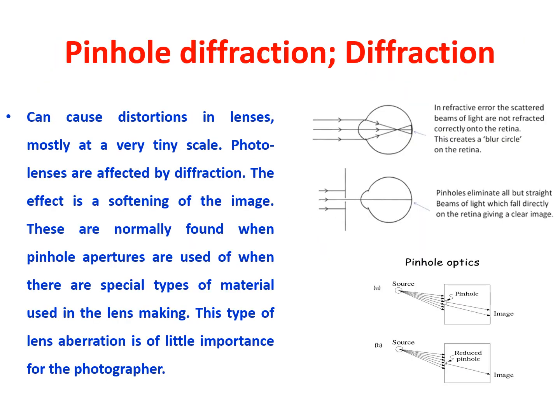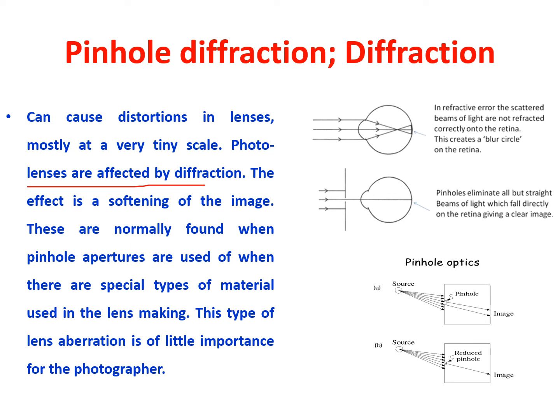Next one is pinhole diffraction. Pinhole diffraction can cause distortion in lenses, mostly at very tiny scales. Photo lenses are affected by diffraction. The effect is a softening of the image. This is normally found when a pinhole aperture is used, or when special types of material are used in lens making. This type of lens aberration is of little importance to the photographer.